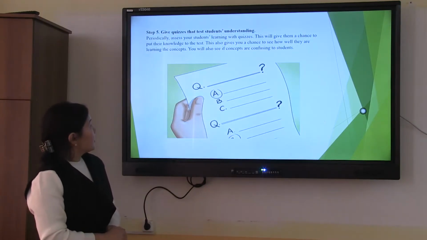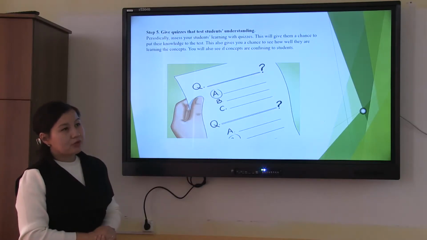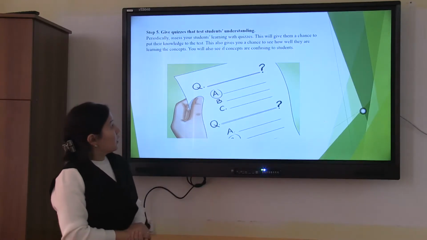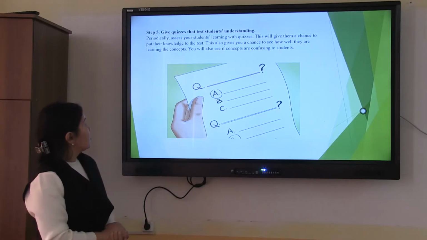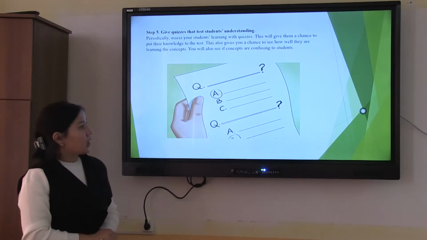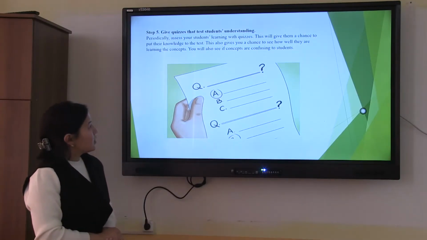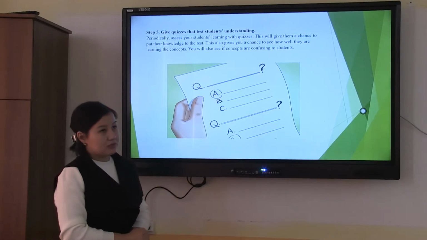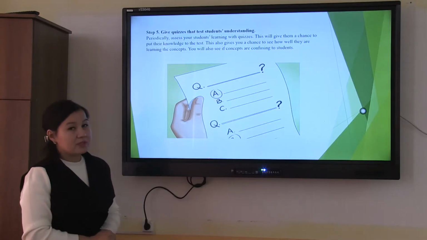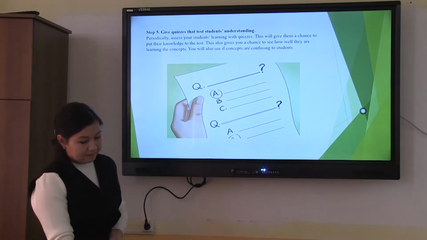Step number 5. We give quizzes that test students' understanding. Periodically, you have to assess your students' understanding of grammar rules. This will give them a chance to put their knowledge to the test. This also gives you a chance to see how well they are learning the concepts, and you will also see if concepts are confusing the students. From time to time, please assess your students with quizzes, tests, different assignments, and so on.